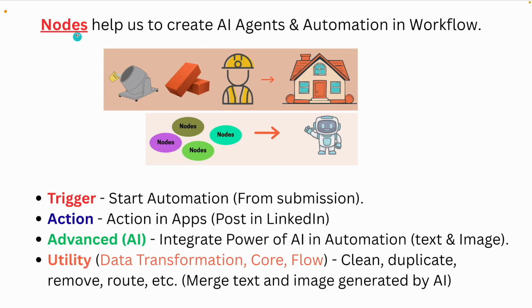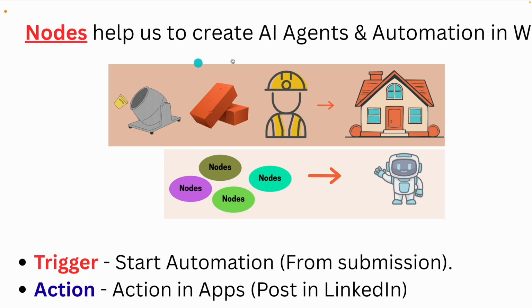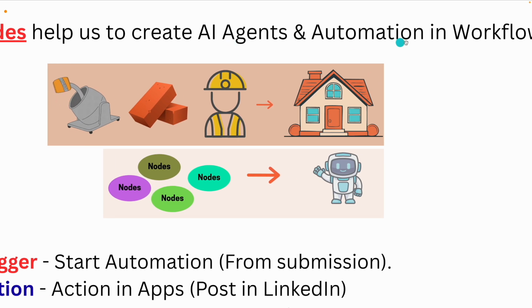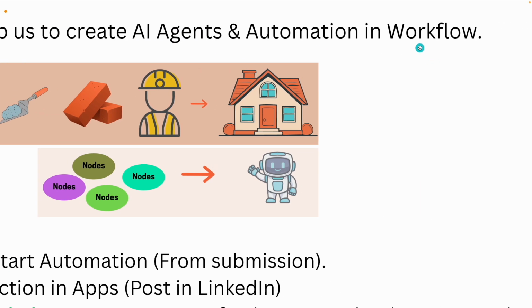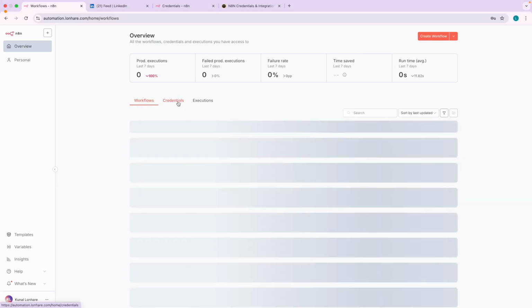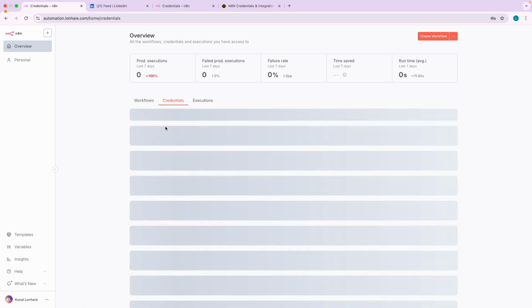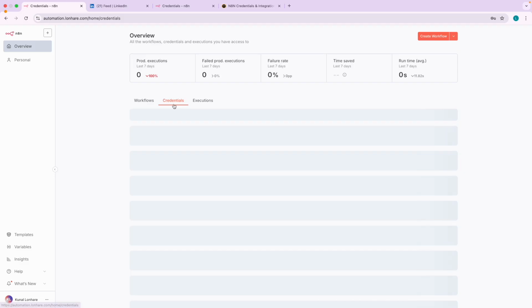Now we are going to cover a very important concept known as nodes. Guys, nodes basically help you create an AI agent and automation in a workflow. Now you have understood what a workflow is. A workflow is a place. Let's say you go to your N8N account, make sure that you attach your credentials, which are very important for us to integrate, that is LinkedIn and OpenAI.